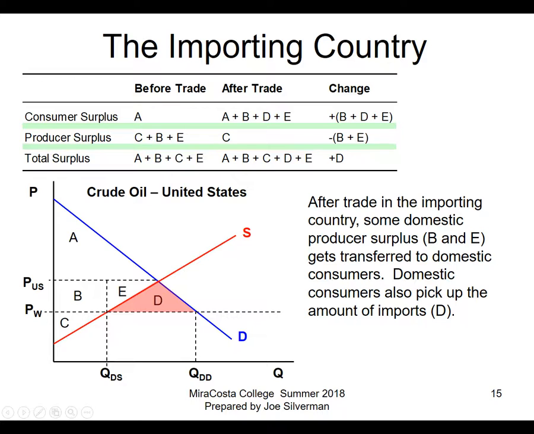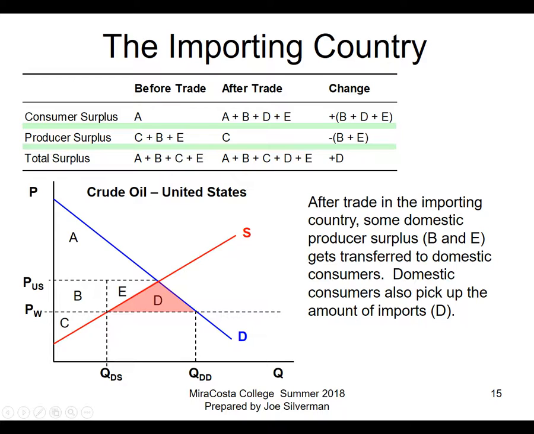Now, B and E used to belong to domestic producers of oil in the United States, but it just got transferred to consumers of oil. So if we were worried about, let's say, ExxonMobil or Chevron, then maybe what we could do is transfer B and E back to them. And American consumers would still be better off because they'd pick up area D over here. Do you see what I'm saying?